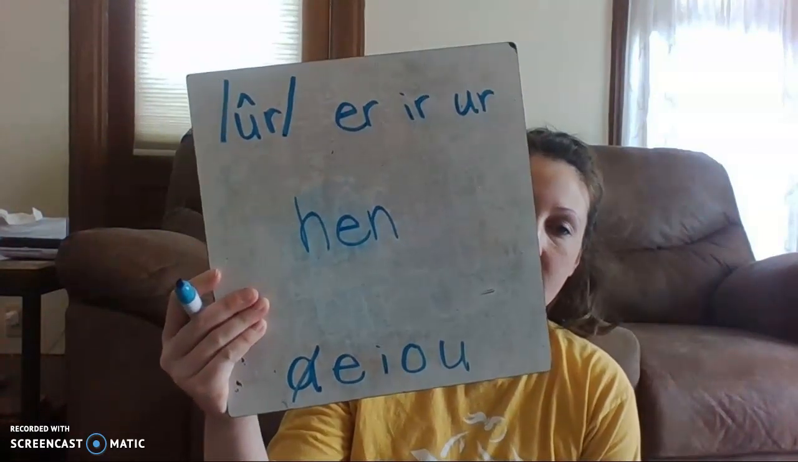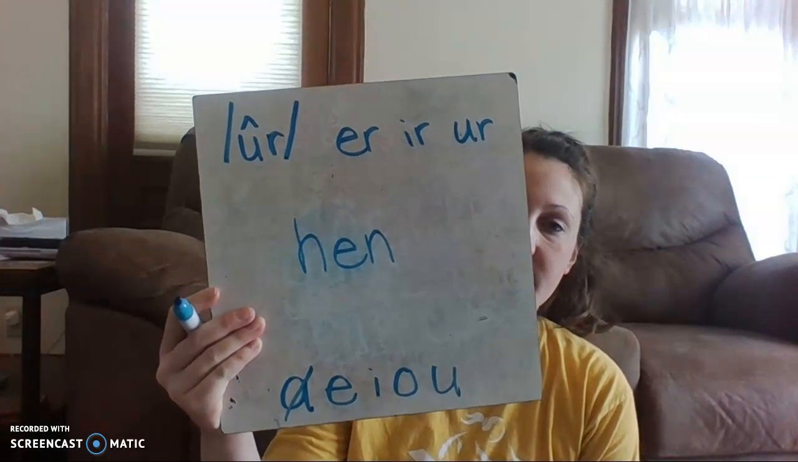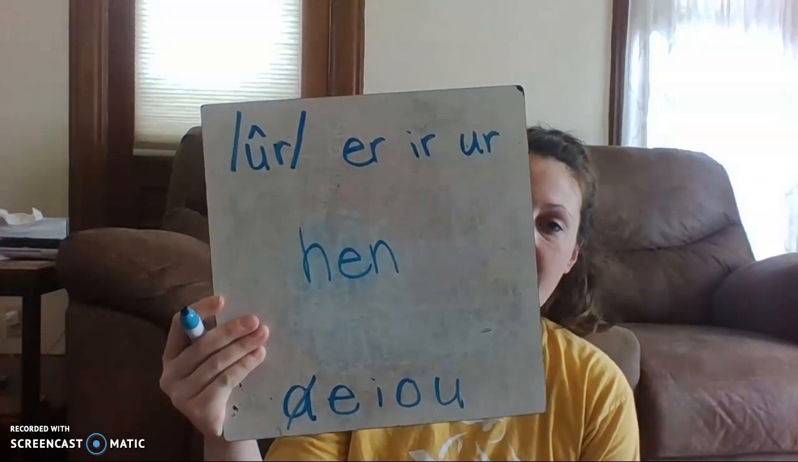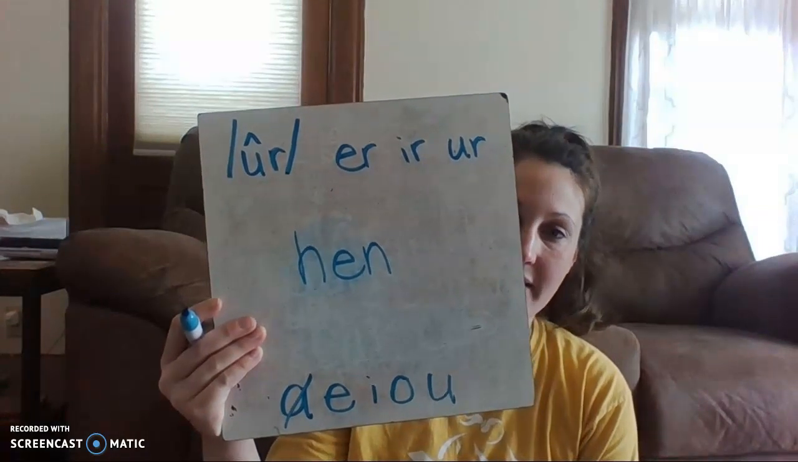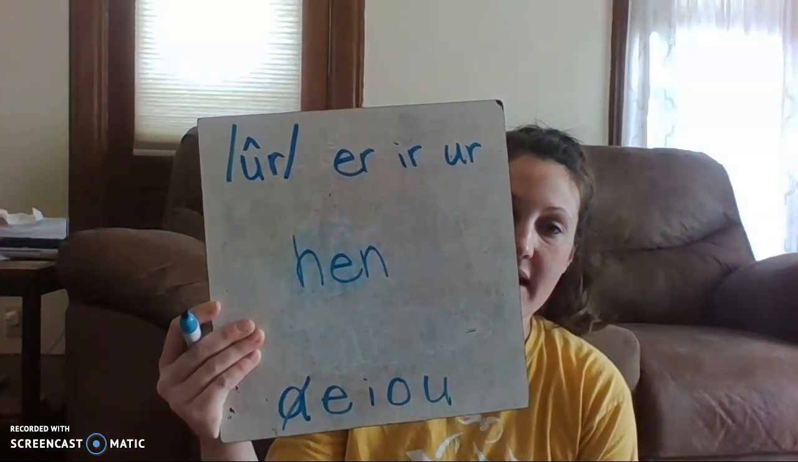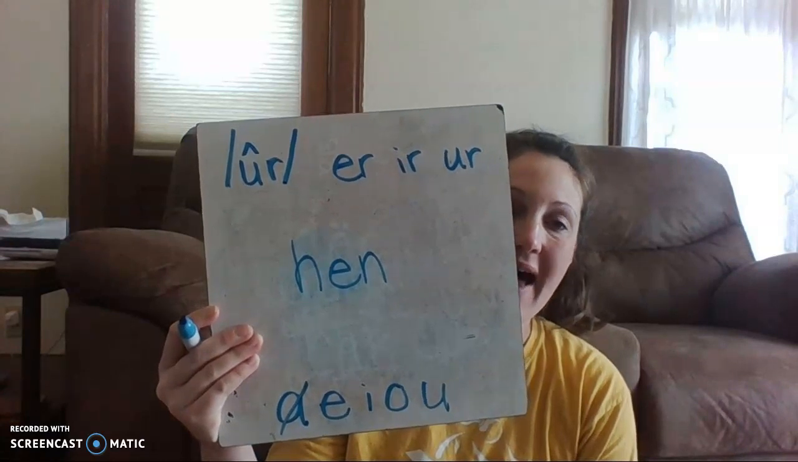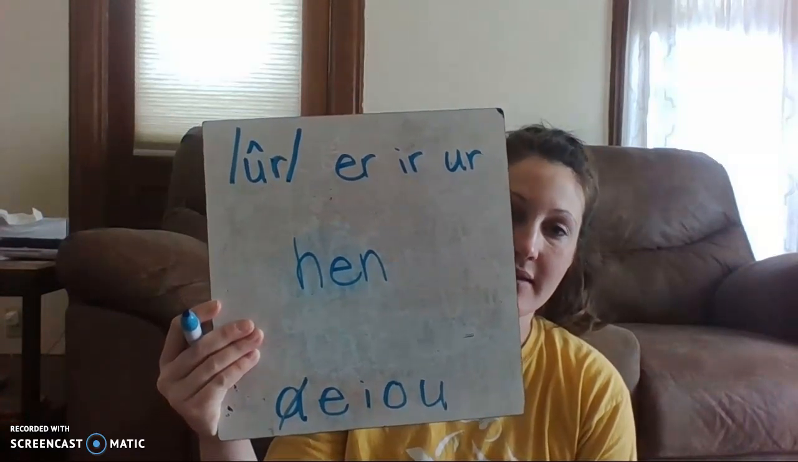All right. Okay, what is this word? Sound it out, and you should get the word hen. E is making its short sound. But if I change the N to an R, it's going to change our vowel.